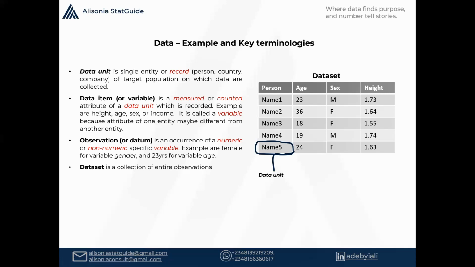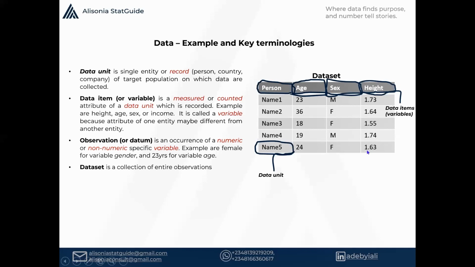So what we collect on those data units is what's referred to as a data item or variable. In this case, a person is a variable here, which is this column. Age is also a variable. Sex is a variable. Height is also what? A variable. So they are referred to as data items or variables in this sense.